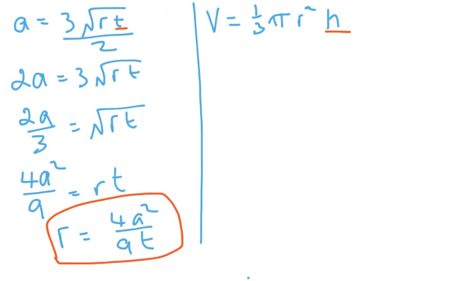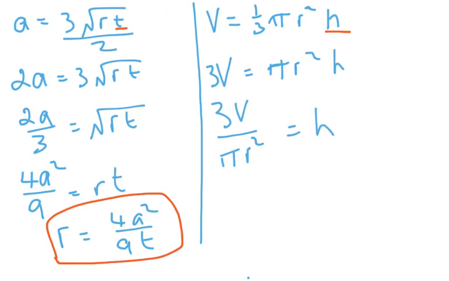Okay, and then lastly, this one over here, v is equal to 1/3 pi r squared h, which is the volume of a cone, I think. So that means we're trying to make h the subject. So v, multiply both sides by 3. 3v is equal to pi r squared h. So I just multiplied to get rid of the fraction. Now I'm going to divide across by pi r squared. So 3v divided by pi r squared is equal to h.